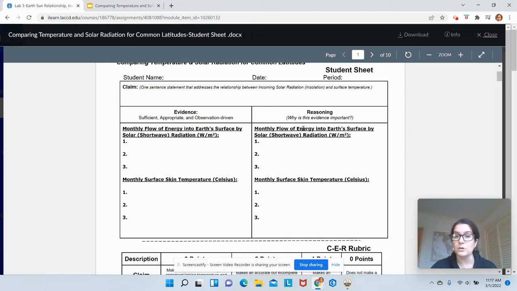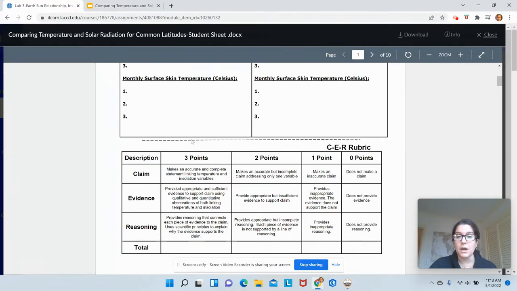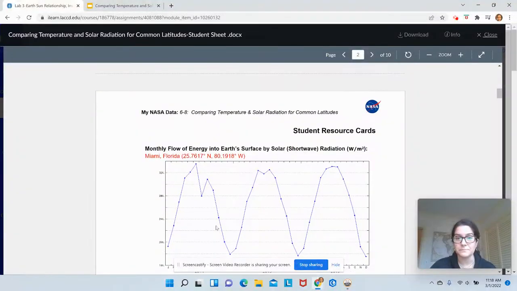Then you are going to write in your reasoning. Why is this evidence important? If you need a little bit more support on what all of these 3 items encompass, here's your rubric about your claim, your evidence, and your reasoning. So this is how you're being graded on this.